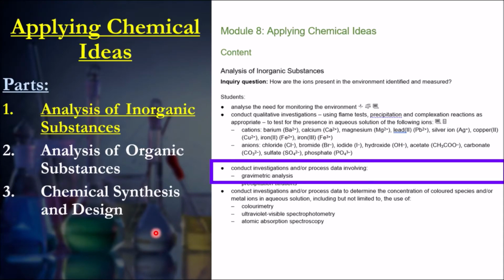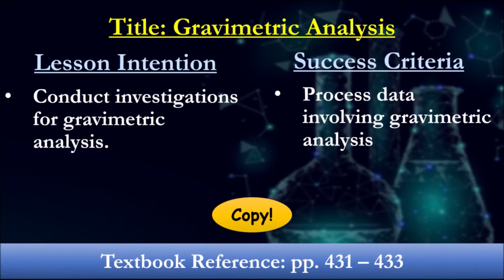My name is Mr. Wong, and today we'll be looking at Chemistry Module 8, Applying Chemical Ideas, Inquiry Question 1, Analysis of Inorganic Substances. We're going to be focusing on gravimetric analysis. So we're going to look at some investigations of the method of gravimetric analysis, and we're going to process some data involving this process. If you want to do further reading of the topic, these are the textbook references, and here we go.